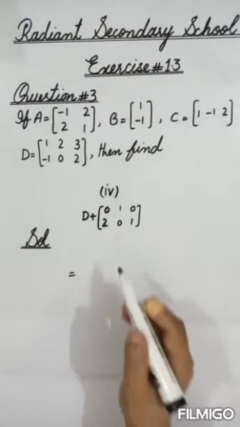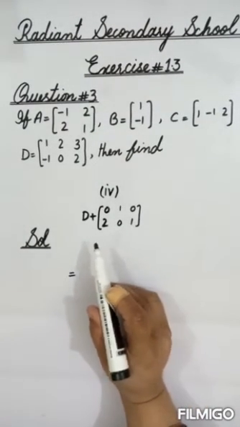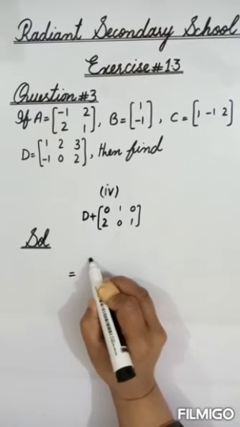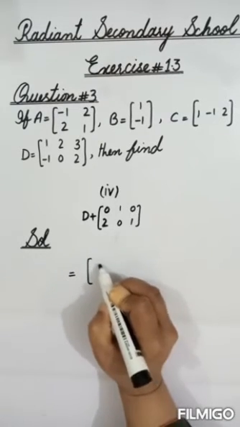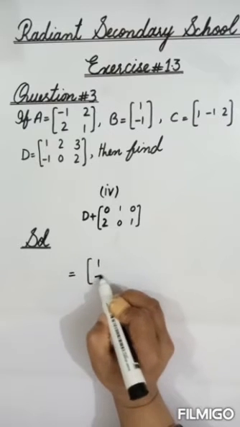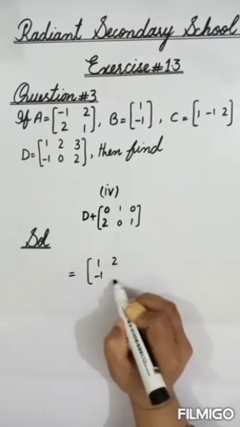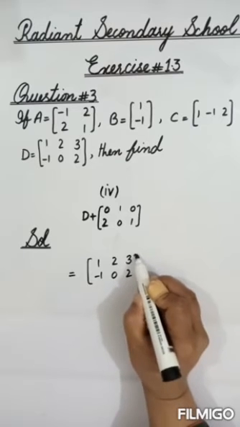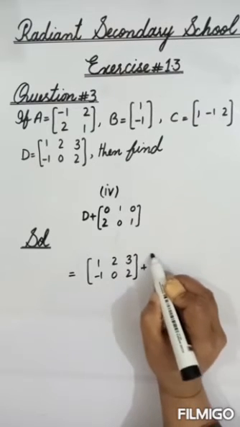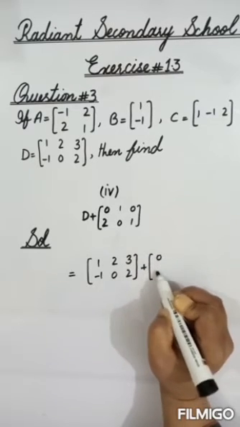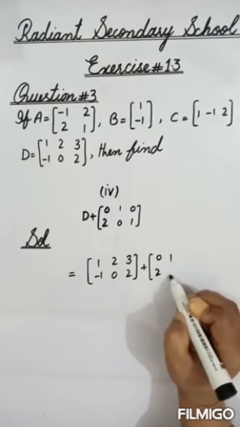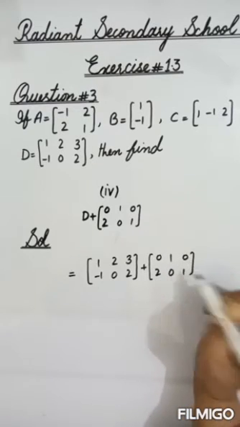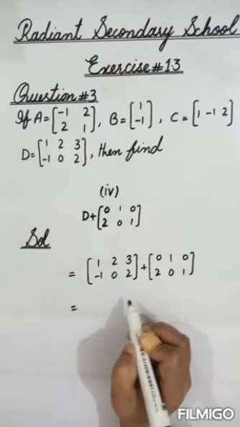Now part number 4. In this part, again first of all we have to put the value of D, and the value of D is equal to the matrix 1, -1, 2, 0, 3, 2 plus the matrix 0, 2, 1, 0, 0, 1. Now we have to add these two matrices.